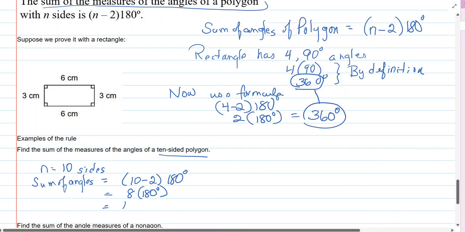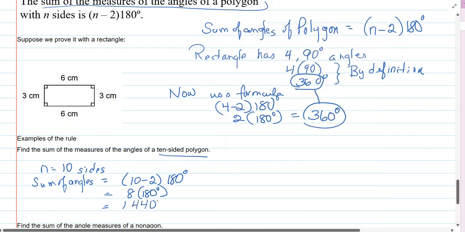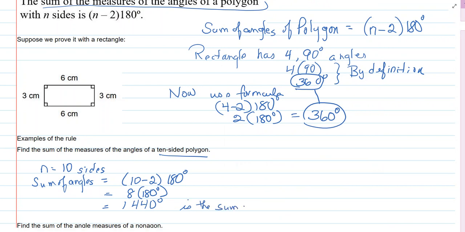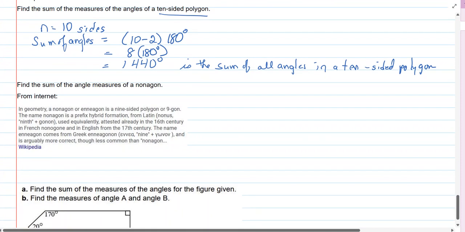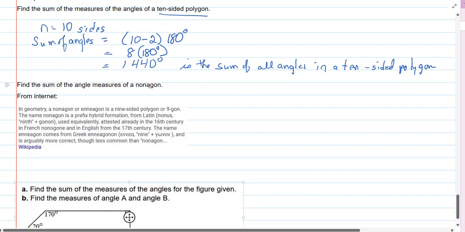So we're going to do the 8 times the 180, and we get 1,440 degrees is the sum of all angles in a 10-sided polygon. All right. Nothing hard. Now, find the sum of the angle measures of a nonagon.